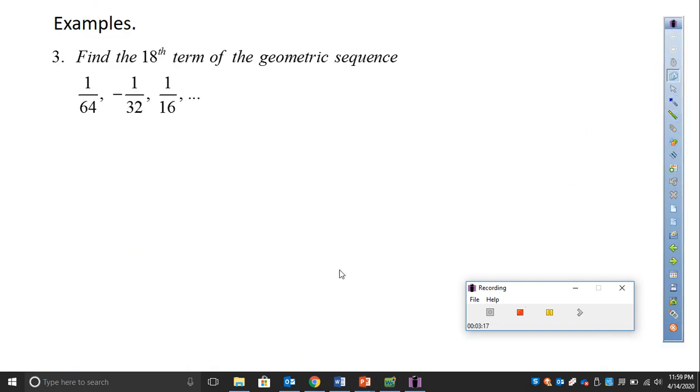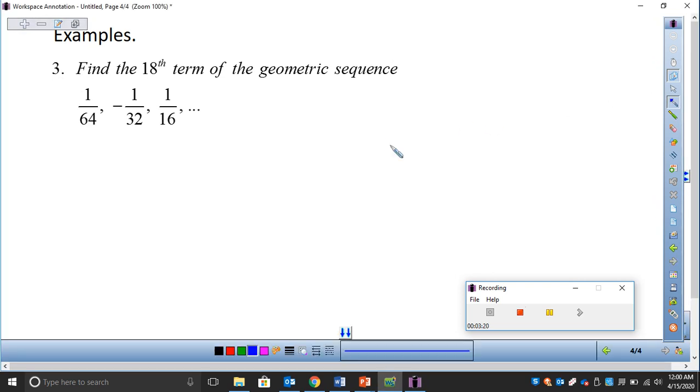So back to this example then. Like it asks, the 18th term of that sequence. Let's list a few things that we know, but first I'll write out the formula for us: a sub n equals a sub 1 times r to the n minus 1. So let's list what we know. We have a sub 1 is 1/64. We have n equals 18, which is the number of terms. And then we have our ratio, which is what we need.